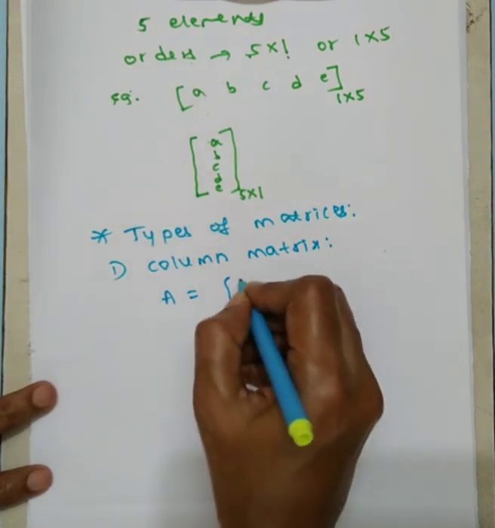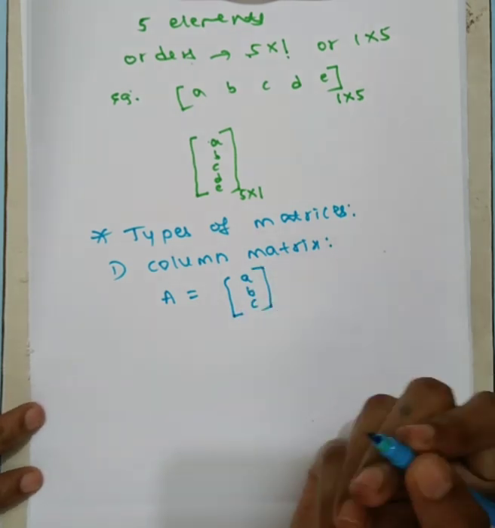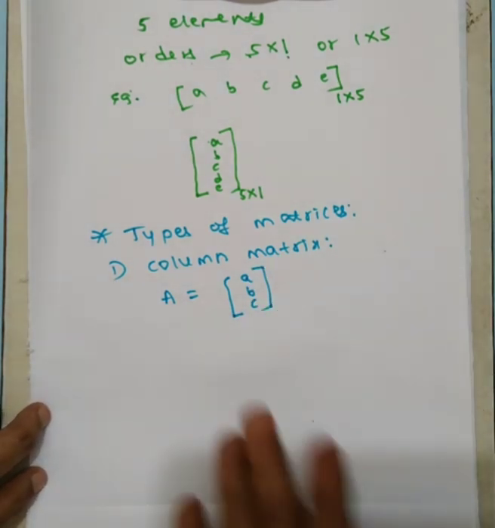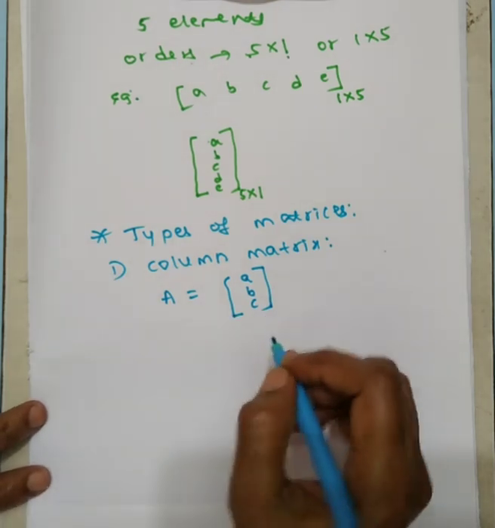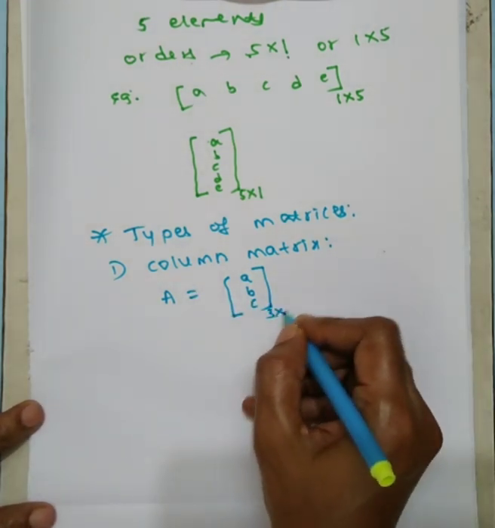Okay, if a matrix has only one column, then it is called what? A column matrix. It can have any number of rows, but the number of columns must be only one. So here it is 3 by 1.